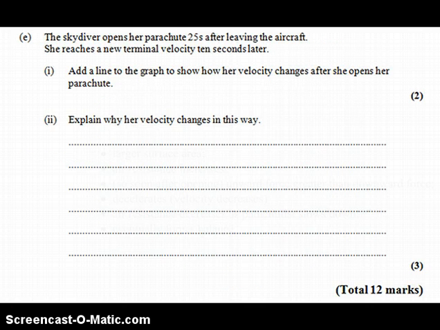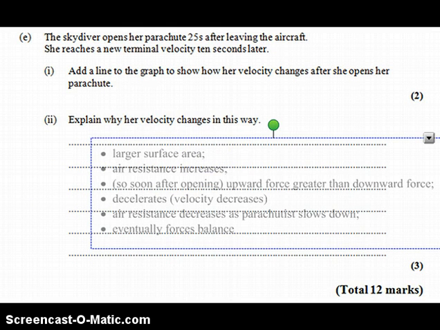And the final part of this question, explain why her velocity changes in this way. Now this is a 3-mark question, so you must have 3 sensible, distinct, different marking points to get the marks. So what you needed from this was 3 of the following answers.